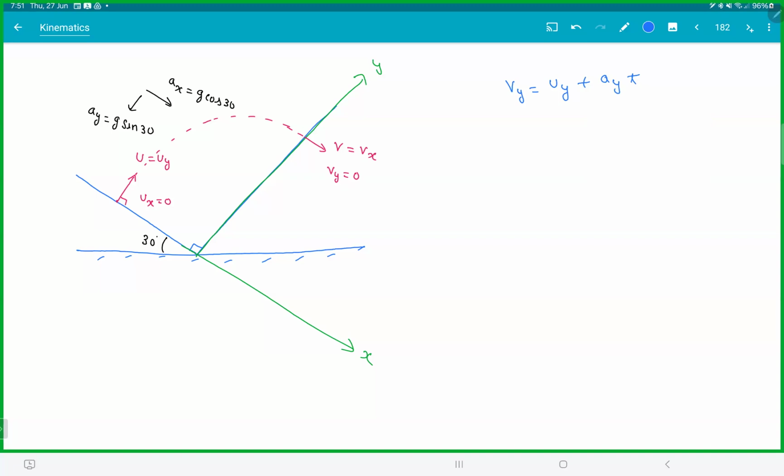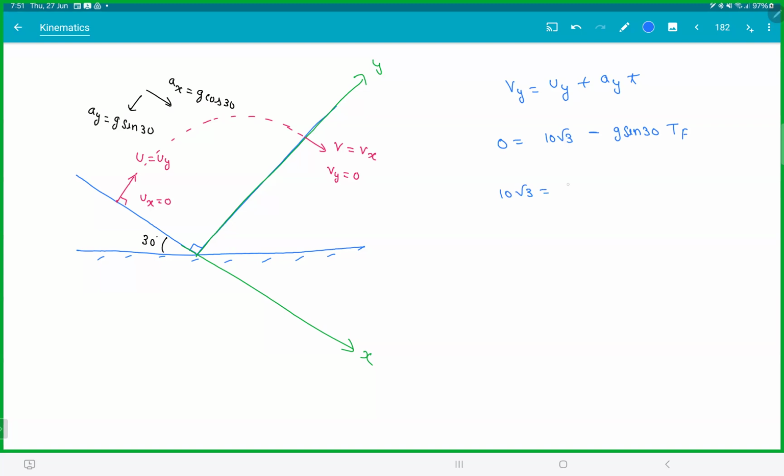Okay, you can't use the time of flight formula because it's not coming to the same level. Remember, the time of flight formula is valid when you come back to the same level. So here you're not coming back to the same x-axis. So Vy is becoming 0, Uy is 10 root 3, Ay is g sine 30. That's your time of flight.